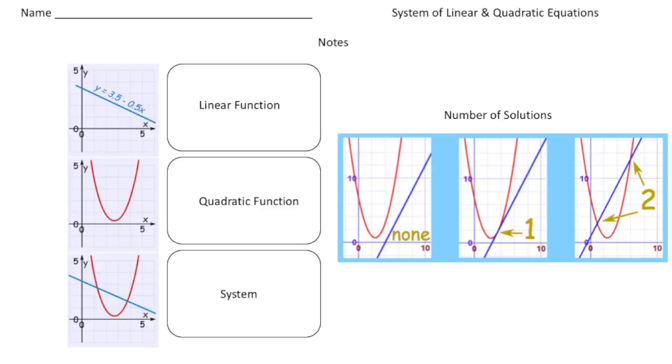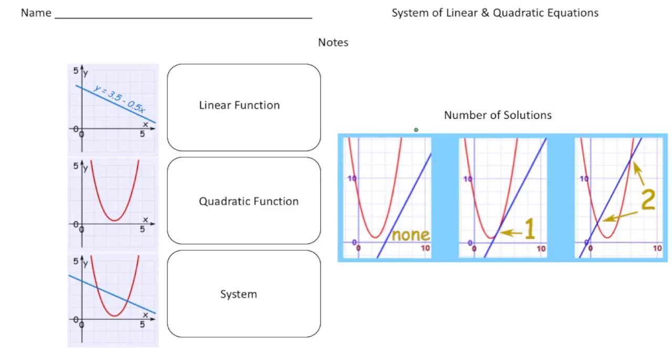So before we solve a problem, I want to show you three examples of systems and their solutions. Remember, a system is when you have two different equations, and where the equations meet on a graph, those are the solutions to both equations.